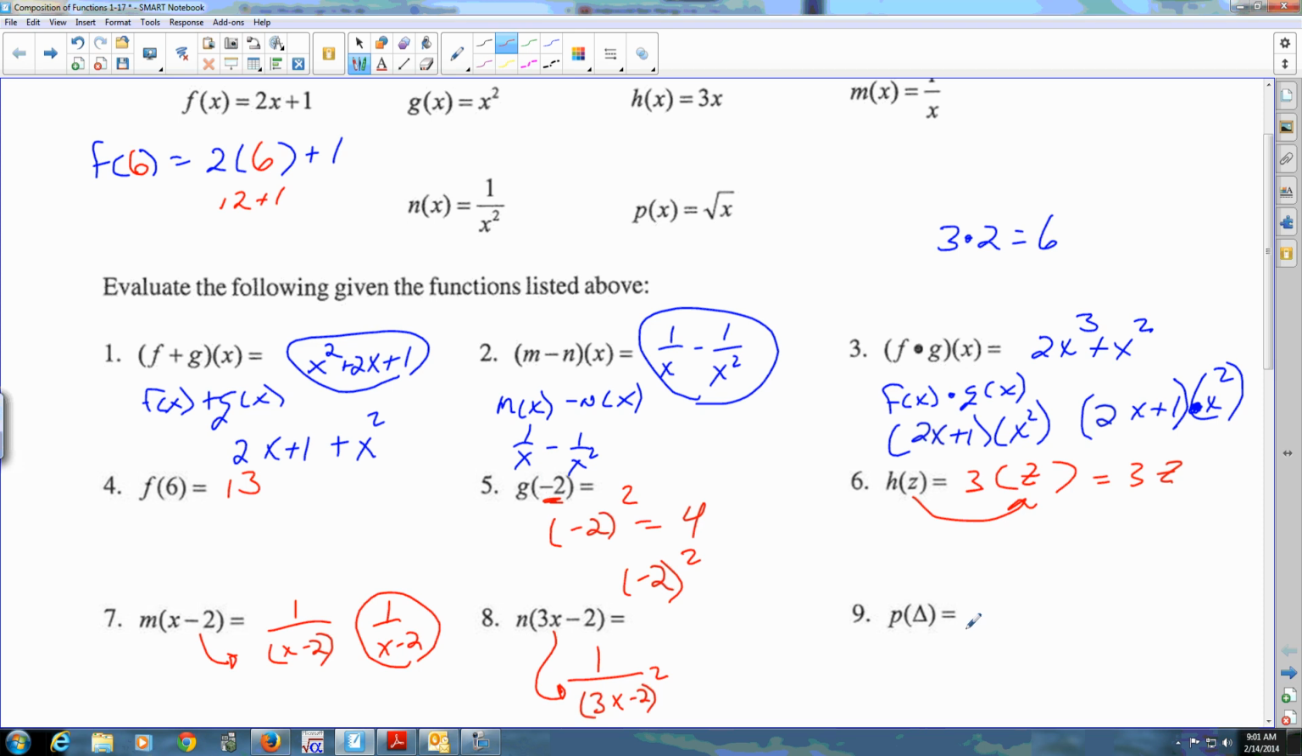Okay? Y'all taking physics? That's the delta symbol.